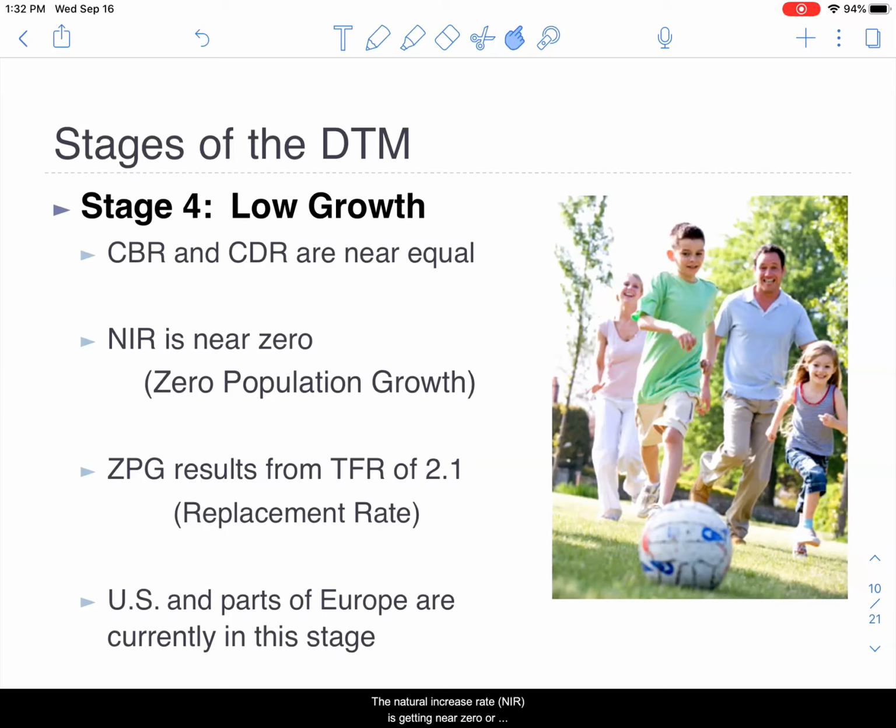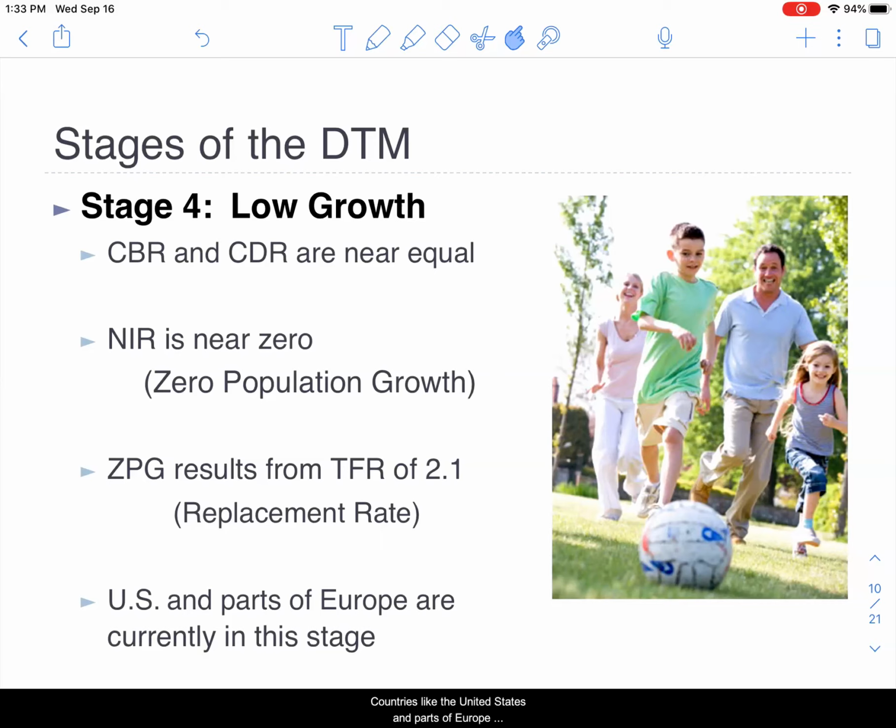The natural increase rate is getting near 0, or what we know as 0 population growth. And 0 population growth results from the total fertility rate of a country being 2.1, or right around that mark. That's the replacement rate of people. If 2 people are replaced with 2.1, that should equal steady population. The reason it's 2.1 is sometimes children do pass away before their parents, and so that 0.1 accounts for that.